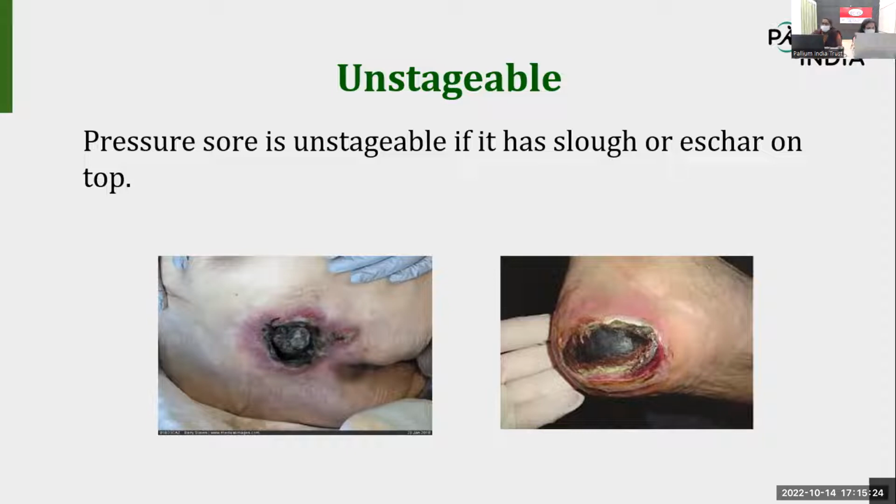So these are the five stages. The first one is non-blanchable erythema. The second one is the dermis layer breakdown. The third one is full thickness ulcer, all subcutaneous tissues affected. The fourth stage is muscle, bone, and tendon affected. The fifth one is unstageable.